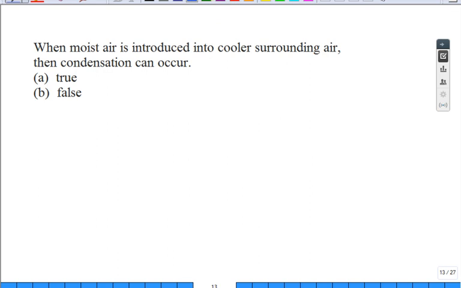When moist air is introduced in the cooler surrounding air, then condensation can occur.